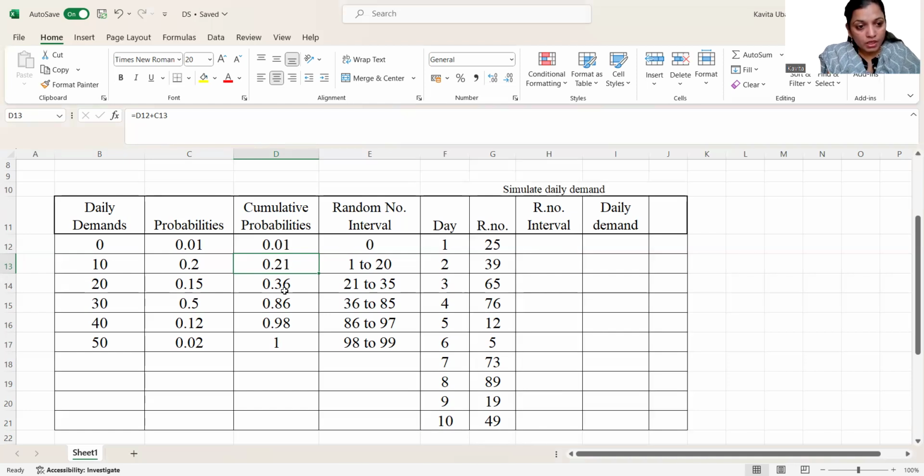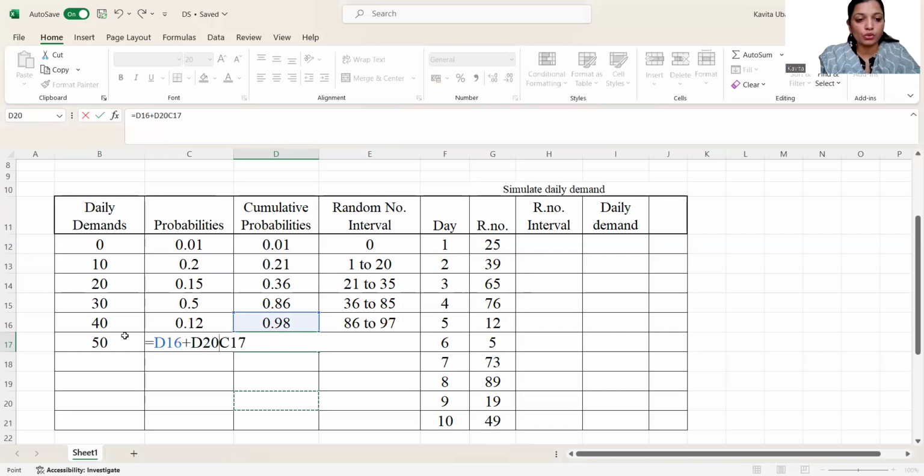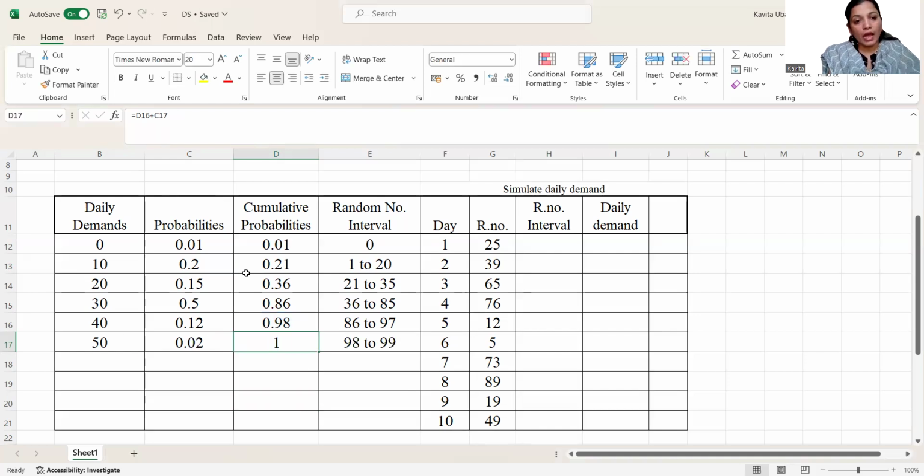Likewise, for having a daily demand of 20, the cumulative probability is equal to 0.36, then 0.86, 0.91, and your cumulative probability for the last item must be 1. Then only you can say that your calculations of cumulative probabilities are in the right direction and correct. If the last probability is equal to 1, then only you can say that.